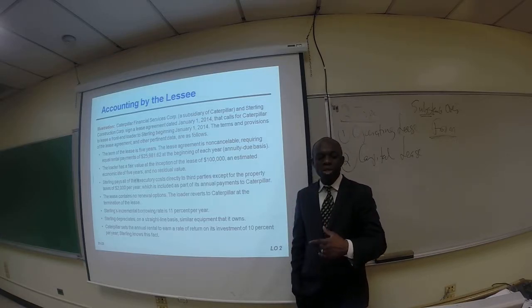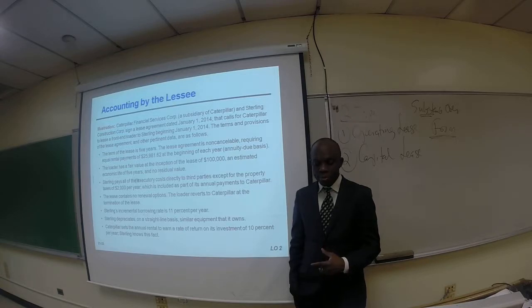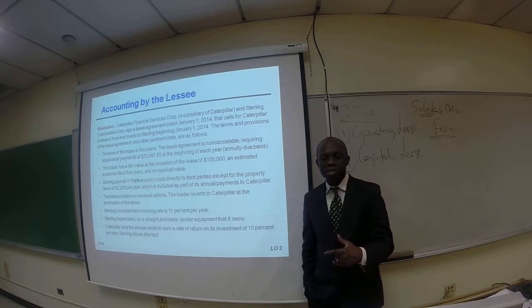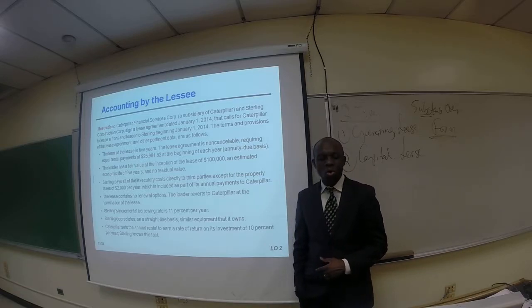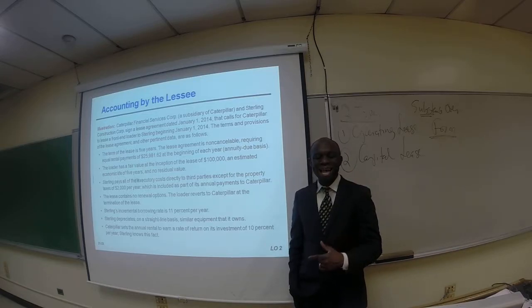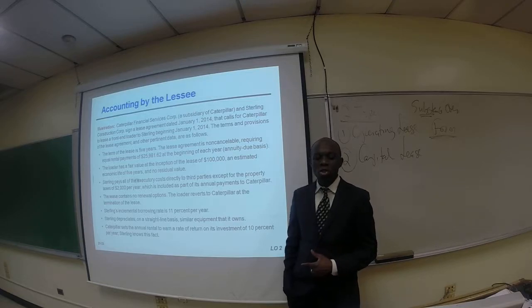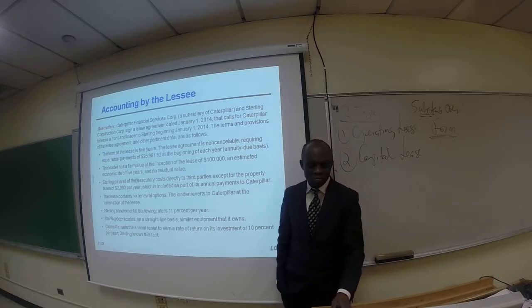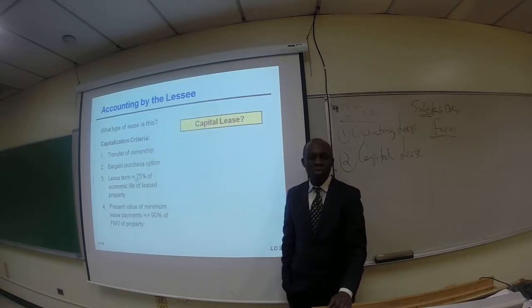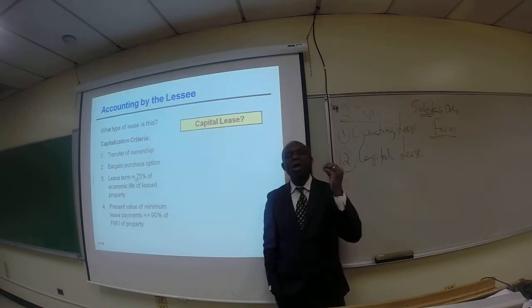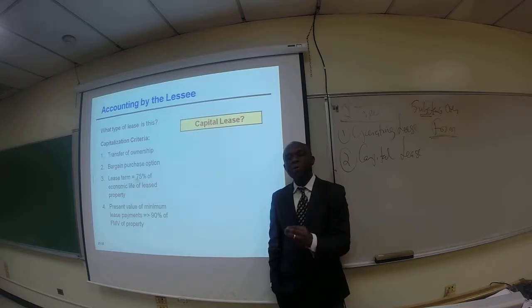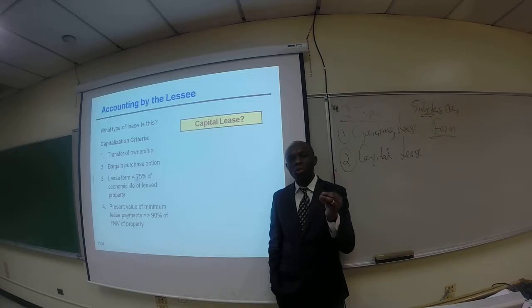S's incremental borrowing rate is 11% per year. S depreciates on a straight line basis similar equipment that it owns. Then C sets the annual rental to earn a rate of return on its investment of 10% per year. S knows this part. So let's take a look at how all the pieces work. The first thing is, is this a capital lease or an operating lease? If it is a capital lease, then it needs to be accounted for as such.